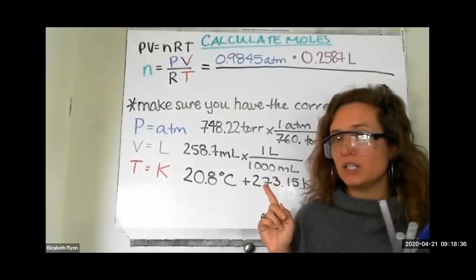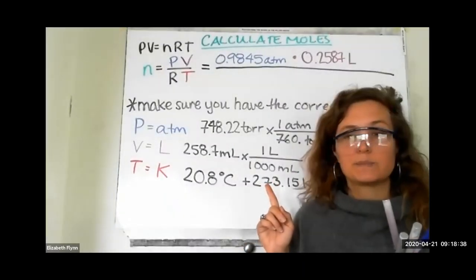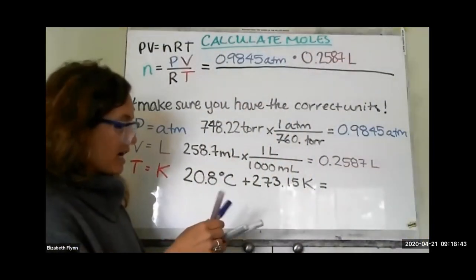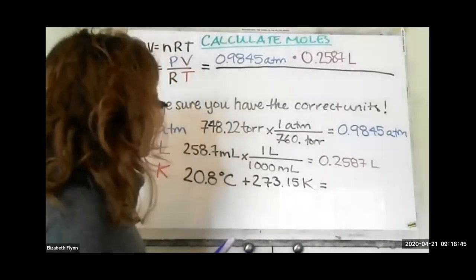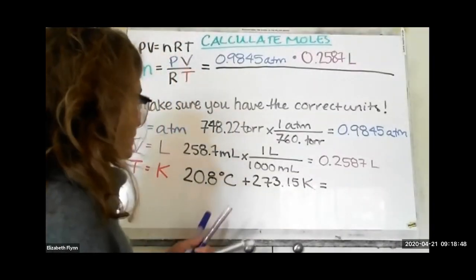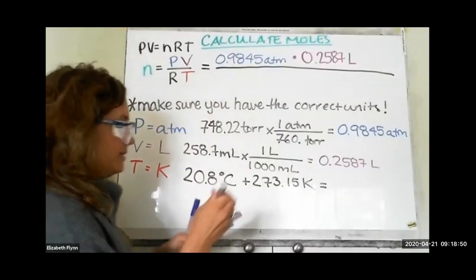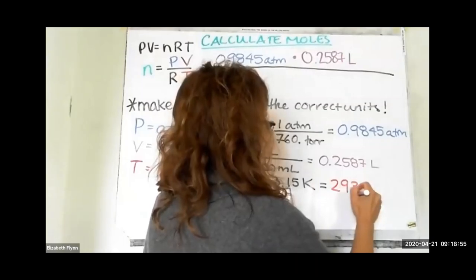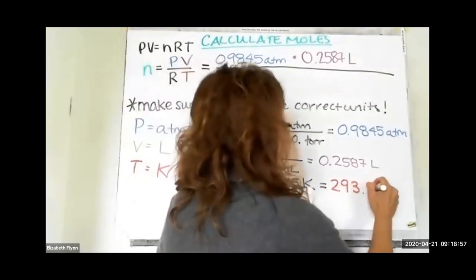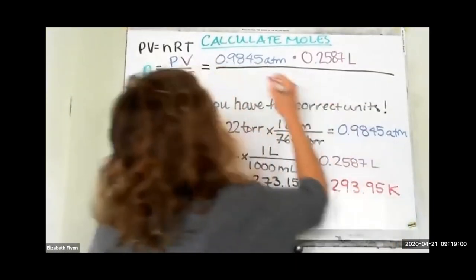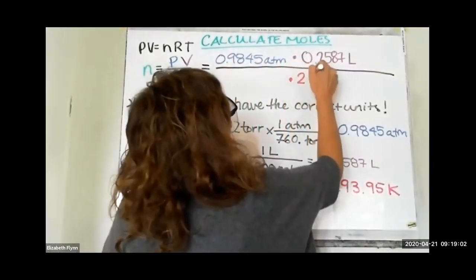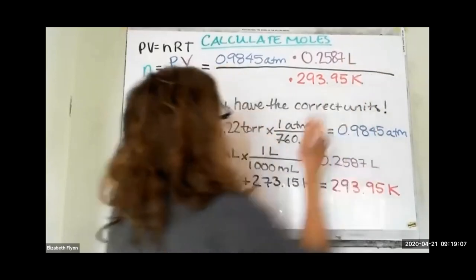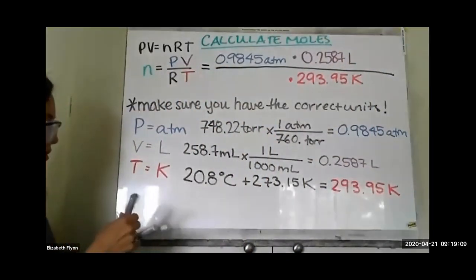Hasn't been, as far as I know, reached yet. Maybe it has, but anyway, yeah. All right, so we have to add 273.15 to get to Kelvin. So 293.895 Kelvin. 293.95.